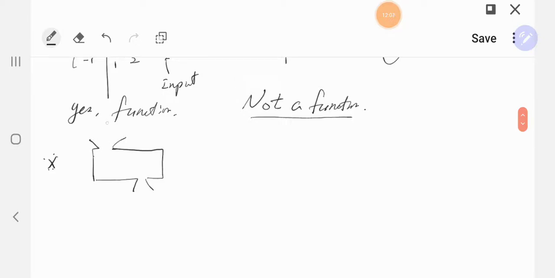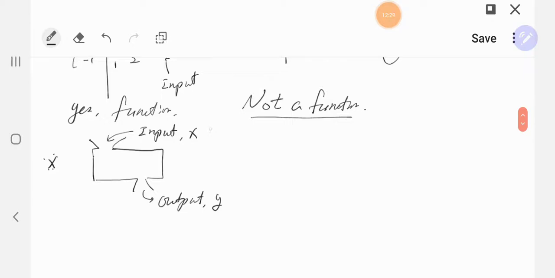Okay, so this input goes inside this box. Let's say the x value goes inside. Then this will calculate. It will do some internal work, and then it will give you an output. We will say y.